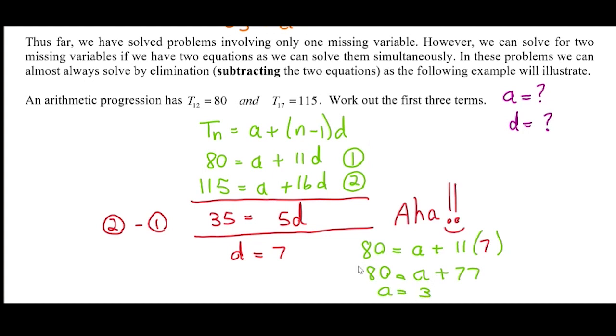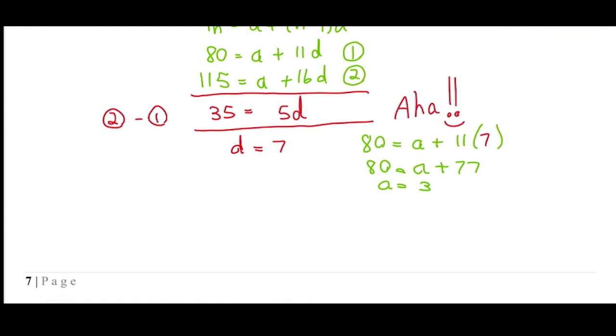We may think, oh, we finished. We're actually not finished. Let's go back and read the question. The question said, what are the first three terms? Well, the first term is going to be A. It's going to be 3. Then I'm going to add my D of 7, and I'm going to add my D again. And those, in fact, are the first three terms. Let's try another one.